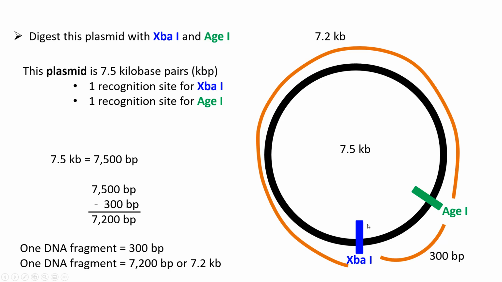So if our plasmid is 7.5 kilobase pairs, and we are going to digest the DNA into two fragments, one is 300 base pairs and the other is 7,200 base pairs. The fragments have to equal the total size of our plasmid. So in this digest, we get one fragment of 300 base pairs and one DNA fragment that's 7,200 base pairs or 7.2 kilobase pairs. And these add up to the total number of base pairs in our original plasmid.